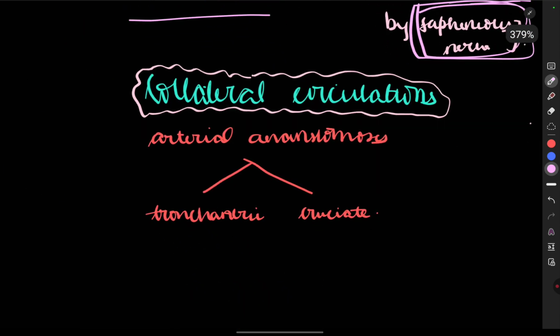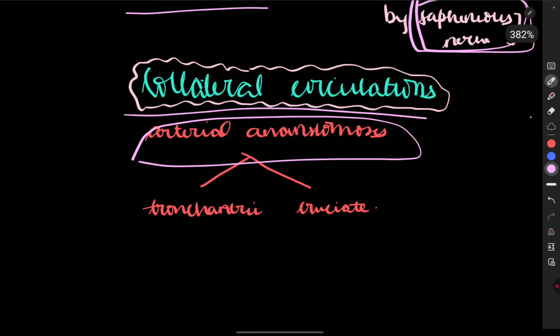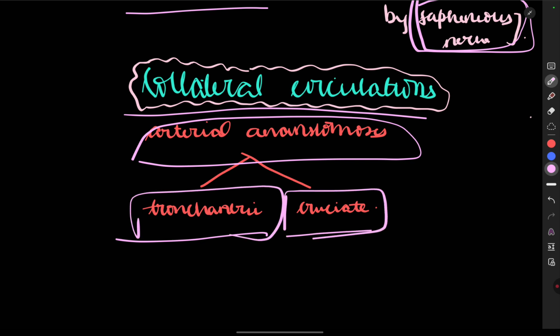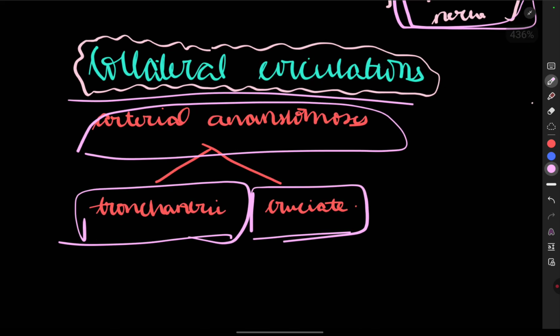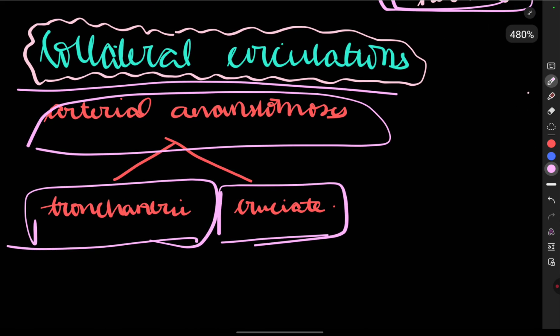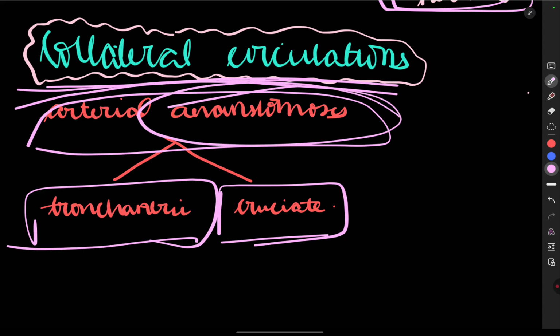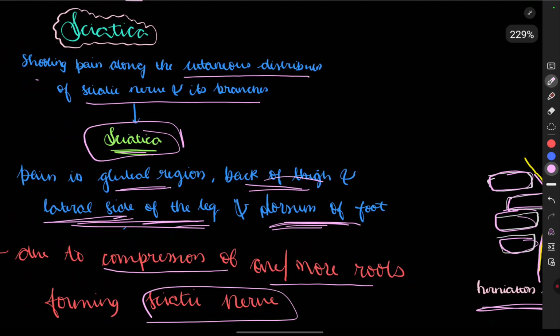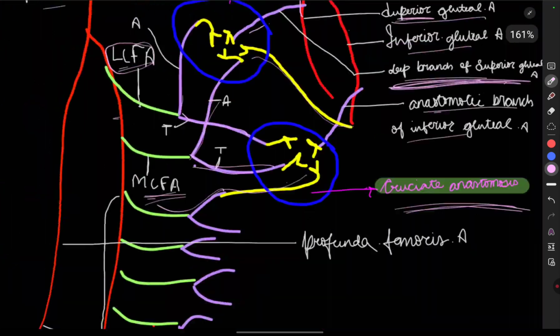Okay, so now collateral circulation. See, we saw arterial anastomosis, right? We saw the trochanteric and the cruciate anastomosis. If the femoral artery, for some reason, is not pumping enough blood to the muscles and the region surrounding it, then collateral circulation occurs through the anastomosis. So this is about the anastomosis, and we are done with the chapter, I think. Yeah, we're done with the chapter.